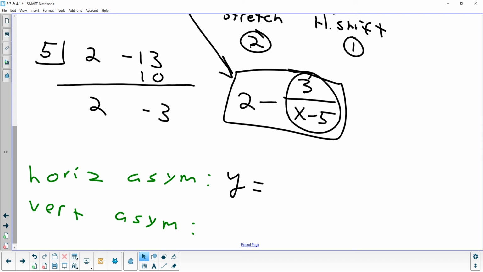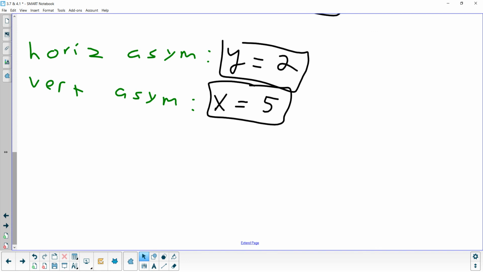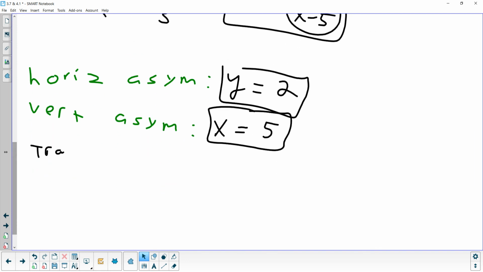You're going to have 3 divided by a huge number. It's basically going to disappear. So you're going to have 2 minus a very, very small number. So it's basically going to approach 2. Now vertical asymptote. Look for the 0 of the denominator. What's the 0 of the denominator here? Chris? Positive 5. Do I have an x minus 5 in the top? No. Then it's not a hole. It is an asymptote. So we got that. And now the last thing is the transformations.